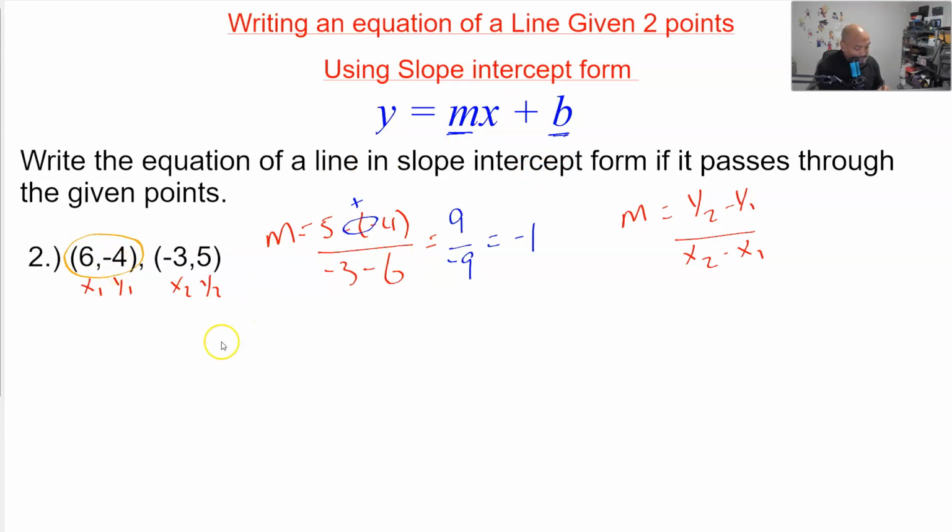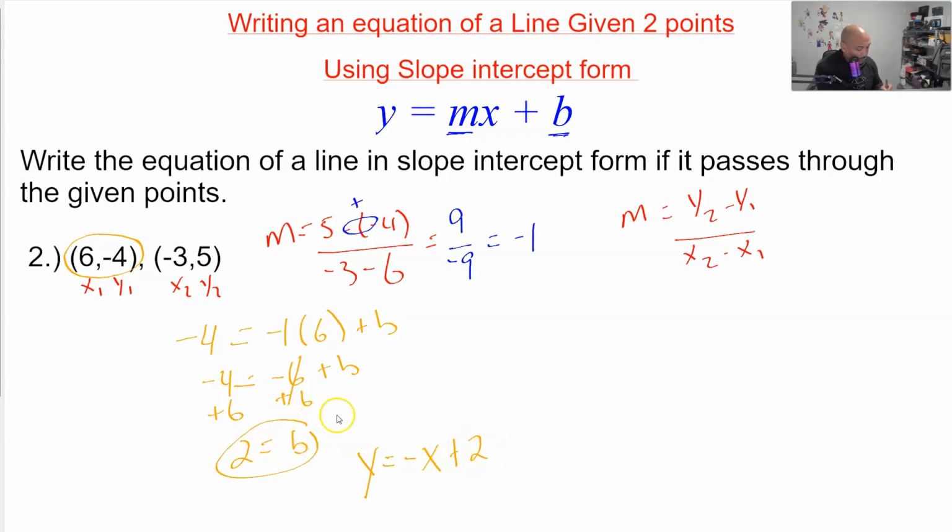So we substitute everything in. y is negative 4, so we wind up with negative 4 is equal to m, which we know is negative 1, times 6 plus b. All right, now we have negative 4 is equal to negative 6 plus b. We add 6, and we wind up with 2 is equal to b. All right, so what is our equation? We have our m, our slope, and we have our b, which is our y-intercept. So our equation is just going to be y equals m, which is negative 1. You could put negative 1x or just negative x, plus 2.